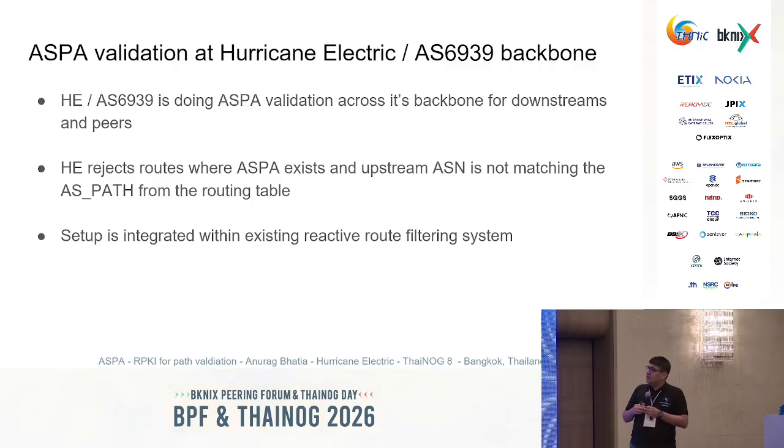So in the similar system logic, we now look at the AS path and validate it based on the ASPA logic. And if it is invalid based on ASPA logic, we push a reject filter on that edge router. So that's how it works in our scenario.